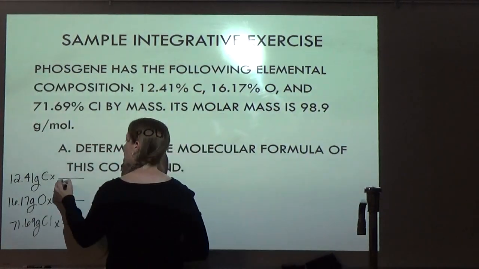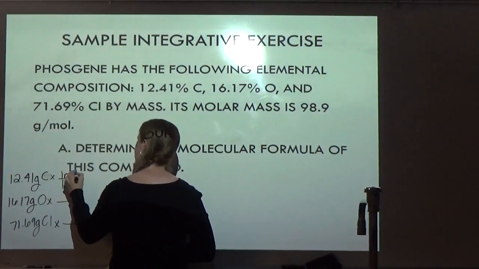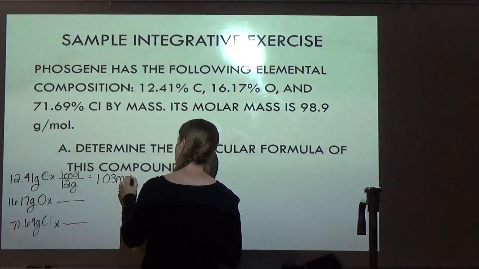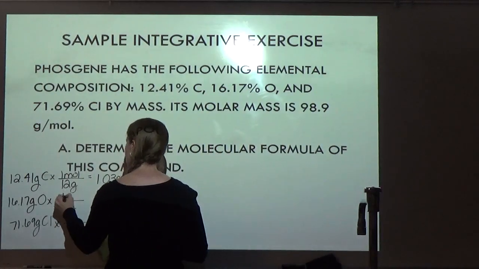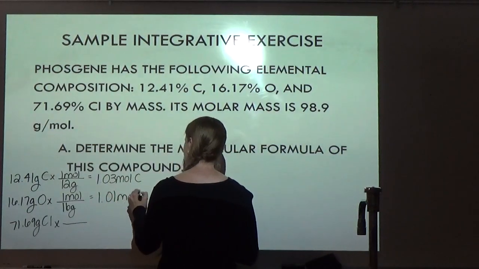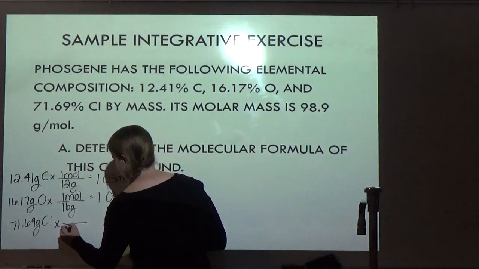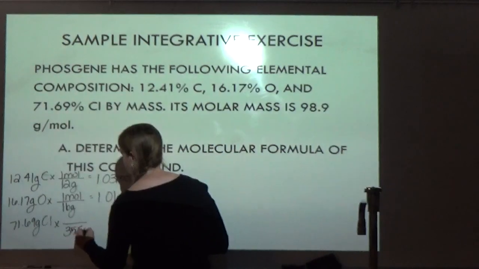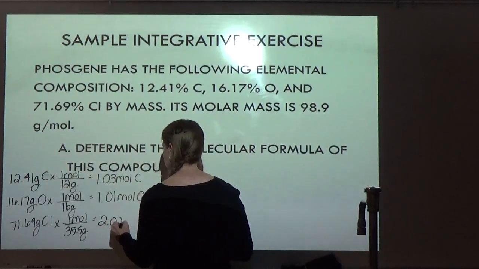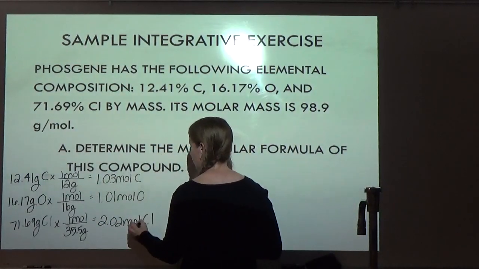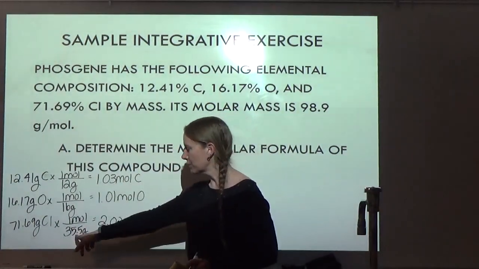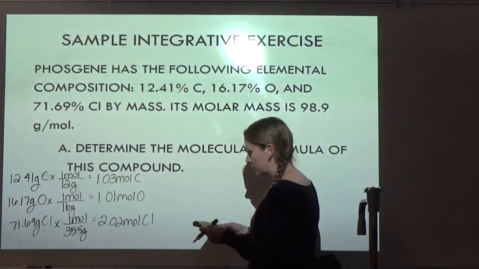All right, so for carbon, 12 grams is 1 mole, and that gives me 1.03 moles for carbon. For oxygen, 16 grams is 1 mole, and so that gives me 1.01 moles for oxygen. And for chlorine, 35.5 grams is 1 mole, so I get 2.02 moles for chlorine. A lot of times in AP, I like to go out 2 decimal places, so for chlorine I went ahead and went out to the 2nd decimal place.